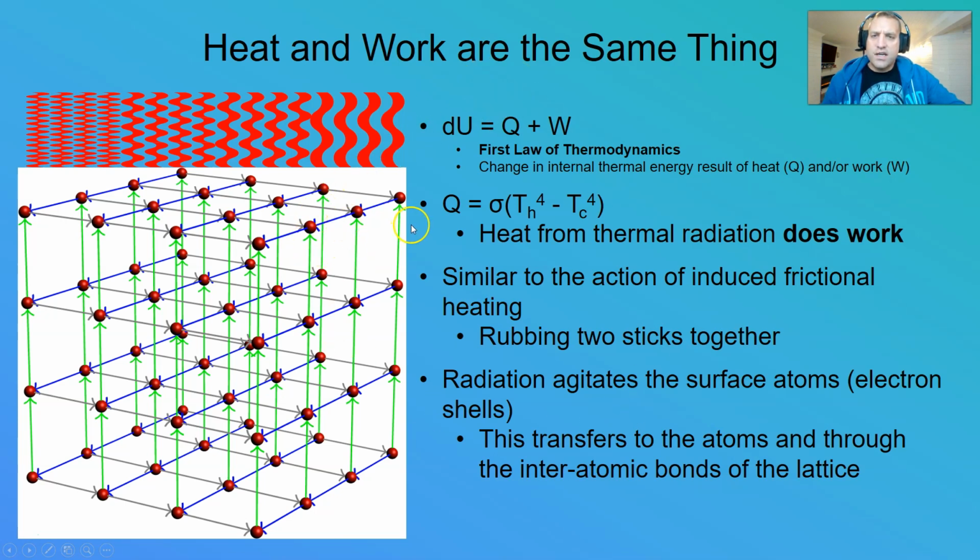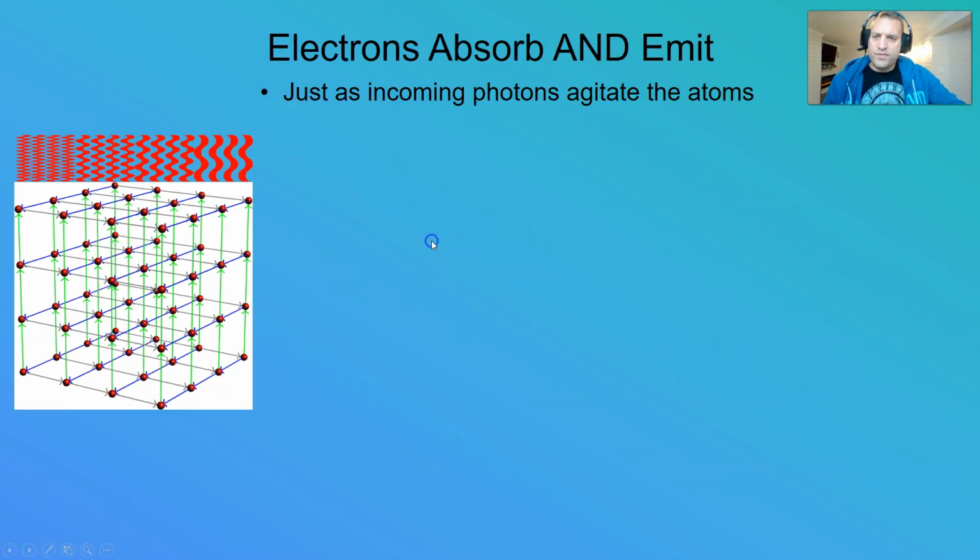The last thing from this slide was that radiation agitates the electrons on the surface, and that agitation transfers to the atoms and then distributes throughout all these atoms in this whole lattice from the interatomic bonds, and that's heat conduction and transfer of heat, and this is how an object picks up thermal energy. Okay, so let us continue.